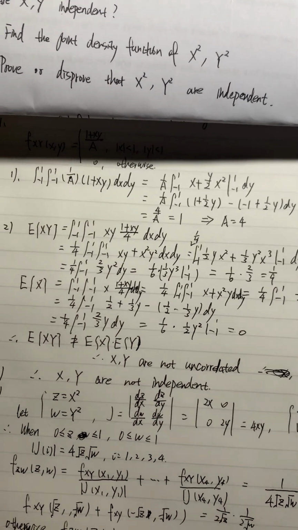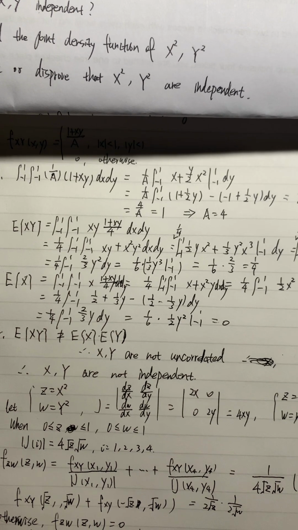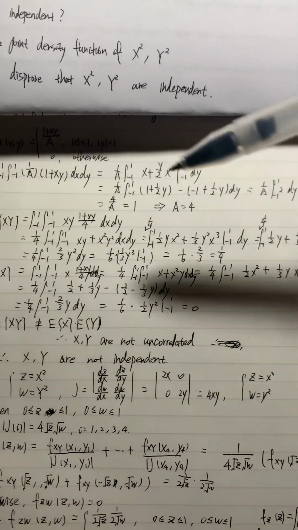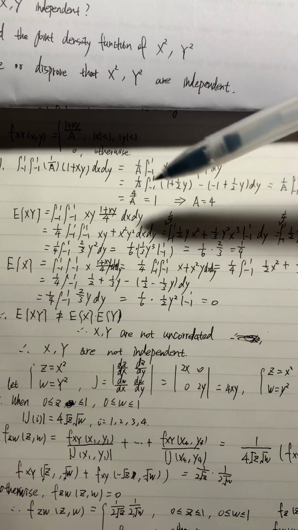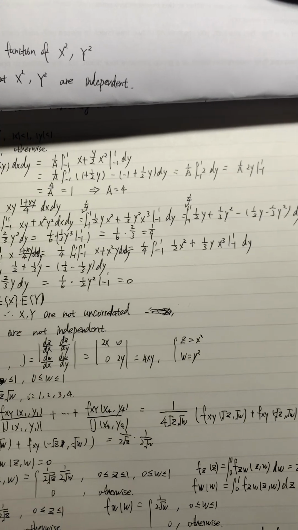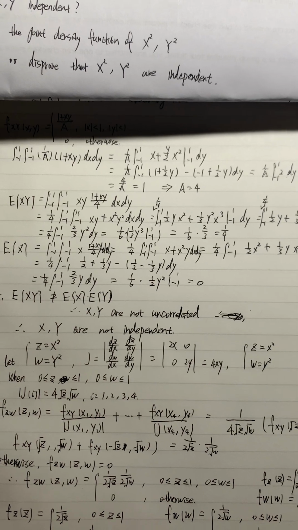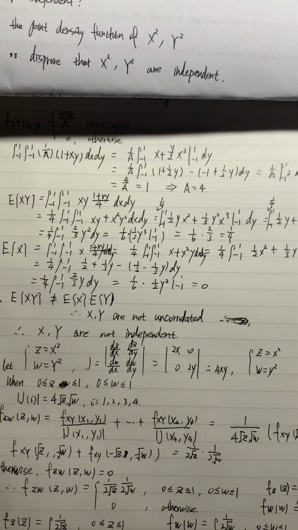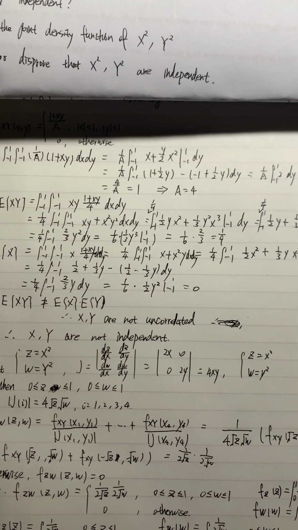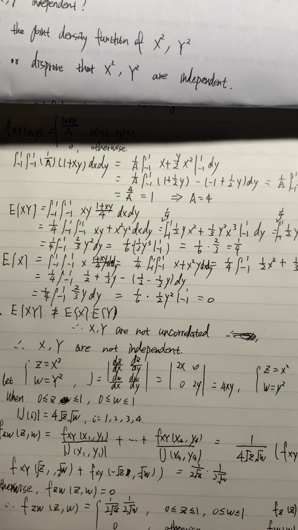The expected value of xy is the integral from -1 to 1 of xy times the original joint density function. After the computation, we know that the expected value of xy is equal to 1 over 9. And then we find the expected value of x, which is equal to the integral from -1 to 1 of x times the original density function, dx dy. So we can find that the value is 0.